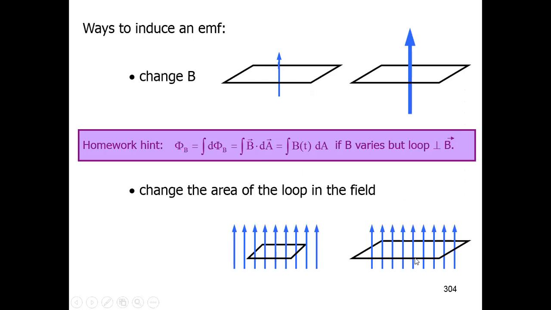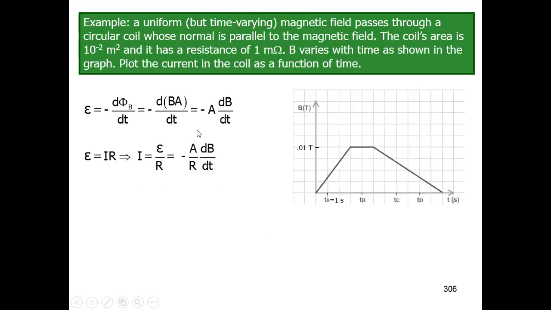As you can see, this is a small area, this is a large area, or you change the intensity of the magnetic field. This is a thin arrow and this is a thick arrow. A thick arrow means more intensity of the magnetic field. So by these three ways we can induce an EMF in a circuit, right? Yes, sir. We will see this as we proceed.